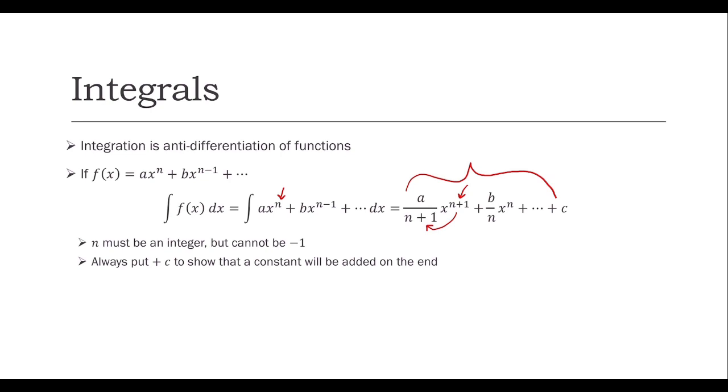So to our b times x to the n minus 1, we've added 1 to become x to the n, and then we divide by that n. And then at the end, you're going to put plus c, which means plus some additional constant, because when we take the derivative, the constant disappears. So we need to add some constant back. So n must be an integer, but it cannot be -1. And you always need to put this plus c to show that a constant will be added on at the end.